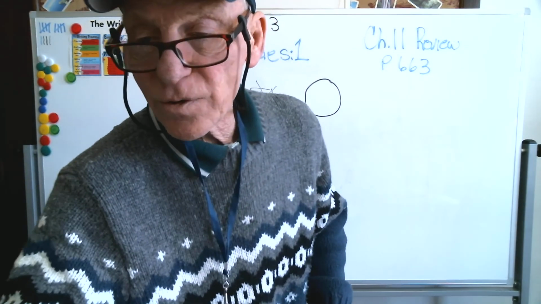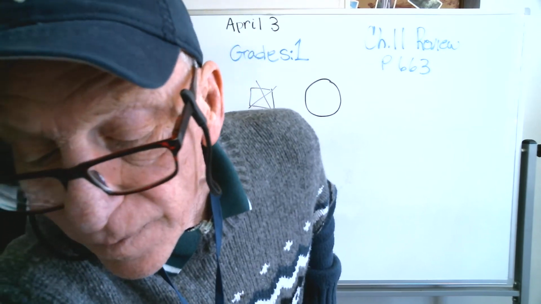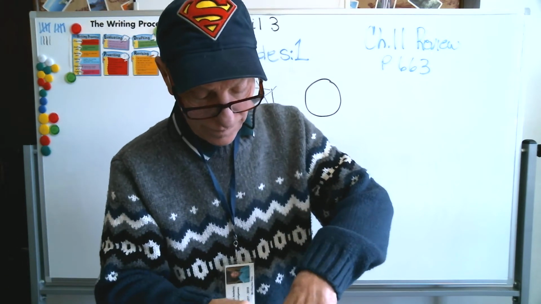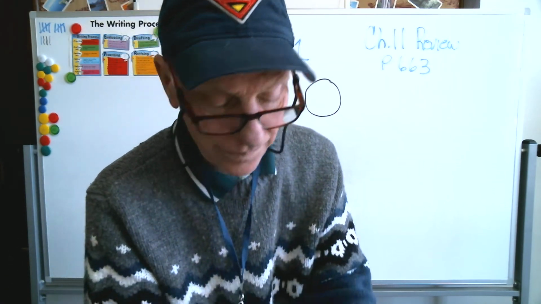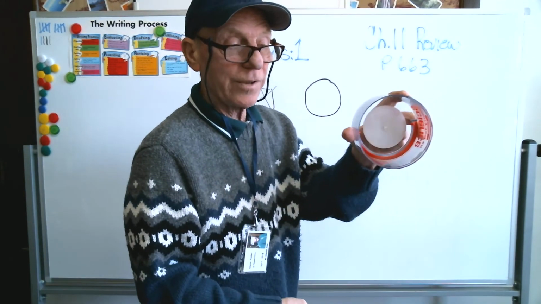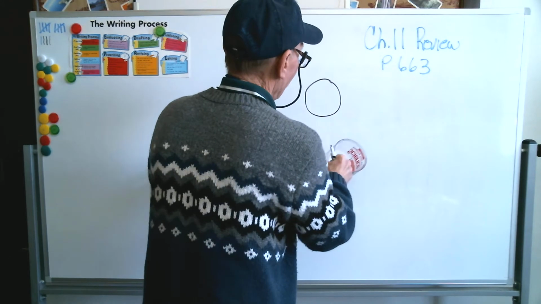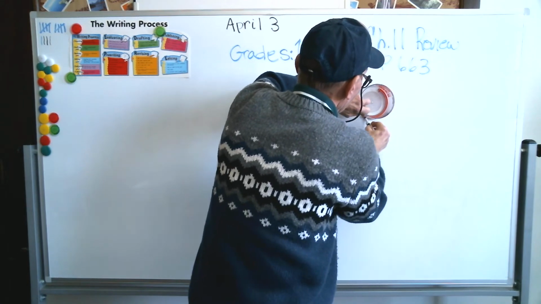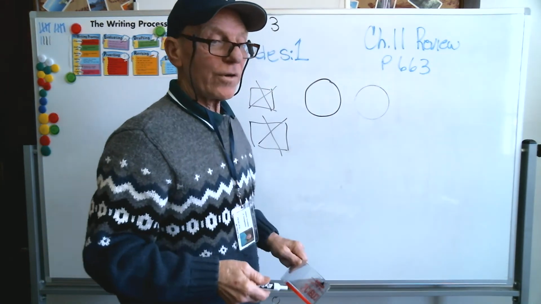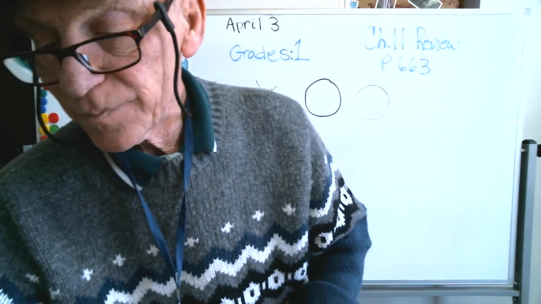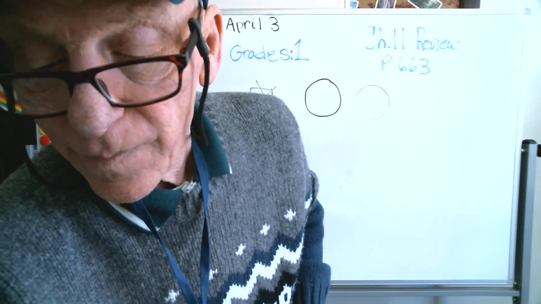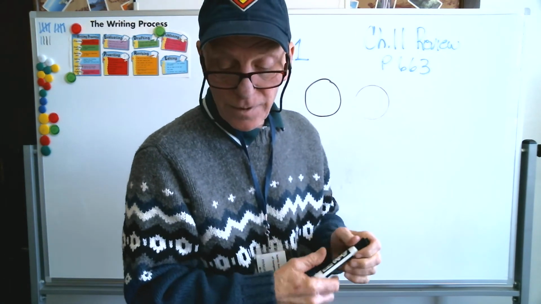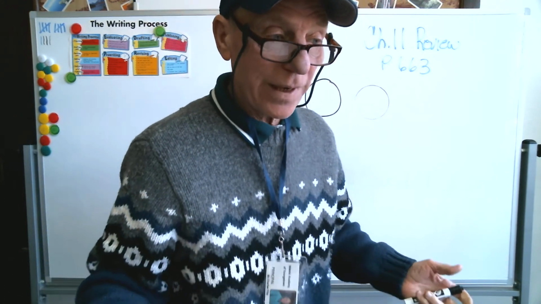If I wanted to draw a circle, for example, I could take an object like this. See, it's round. And because it's round, I can set it down and I can make a circle. So if you ever have to make a circle, look around for a can or a paint bucket or something that's already round for you.